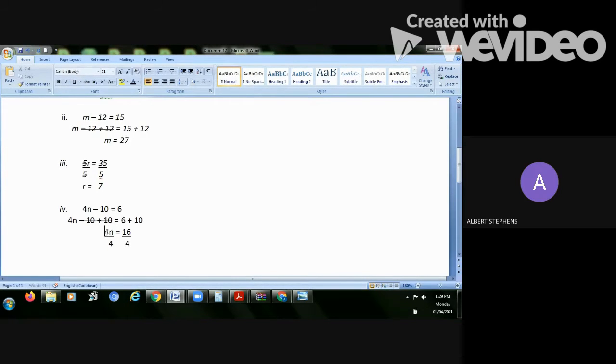Then that will go away. The 4 will go away right there. That 4 will also go away. And how many groups of 4 can you get out of 16? 4. So therefore n is equal to 4.